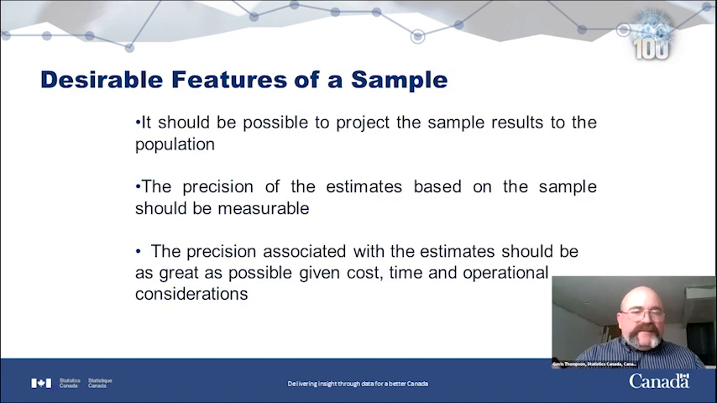So I think this is my last, I have 53 slides. The rest are just goodbye slides. The desirable features of our sample: it should be possible to project the sample results onto the population. The precision of the estimates based on the sample should be measurable. I have to be able to tell people using my data how accurate it is. I can't avoid that. It's something that I need to publish in Canada, how accurate my results are. And the last one just says, don't be wasteful. So the precision associated with the estimate should be as great as possible between cost, time, and operational considerations. Don't be wasteful with the budget you've been given.